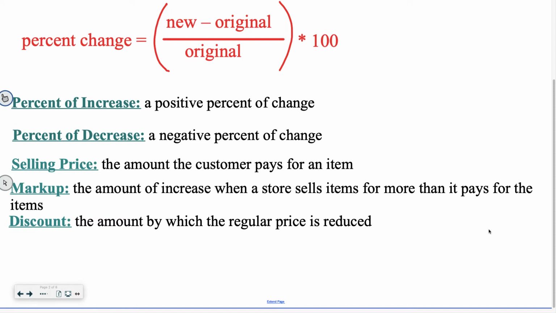And that is called markup. That's how much a store charges you for an item on top of what they paid. Okay, so that's an increase. That's a percent of increase. Then discount is when stores say, hey, you can take 20% off this price, and that saves you as the buyer some money. Okay, so that's when the regular price is reduced, or a percent of decrease.